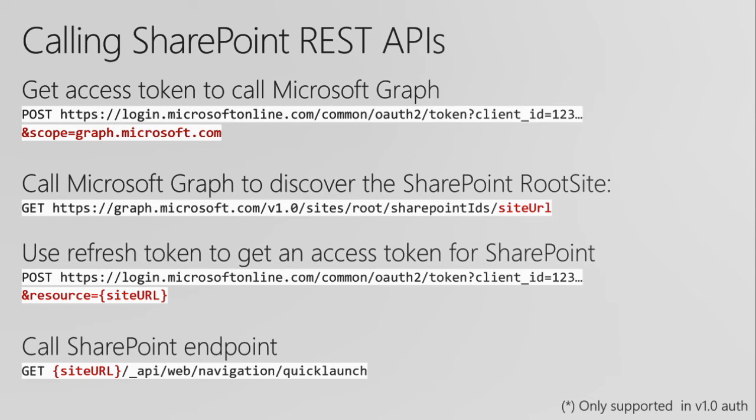First, you're going to get an access token for the Microsoft Graph. You're going to call the Microsoft Graph to discover the SharePoint root site. And then you can use the refresh token that you got initially to now get an access token for SharePoint and call the SharePoint endpoint. So let's see that.